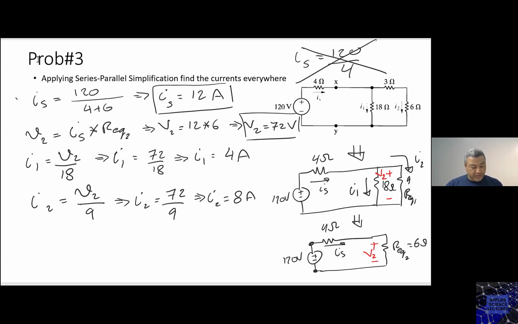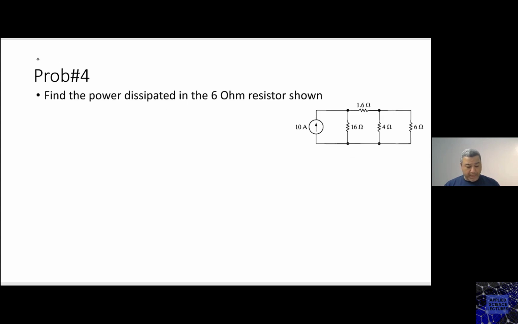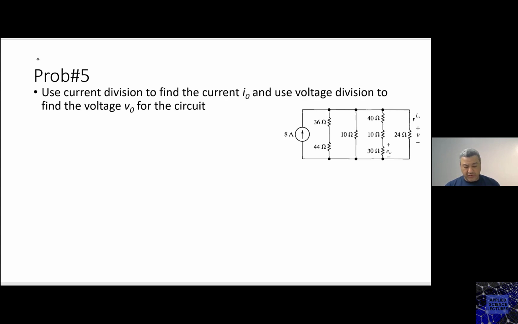So let's move on to the last question. Actually, it's not the last one, but I'll skip problem number 4 because we've done several power dissipation problems. I'll let you do this on your own. And I would like to go to the last one, which is the current division. This is an interesting problem where we can apply the current division and the voltage division the way we have seen earlier.